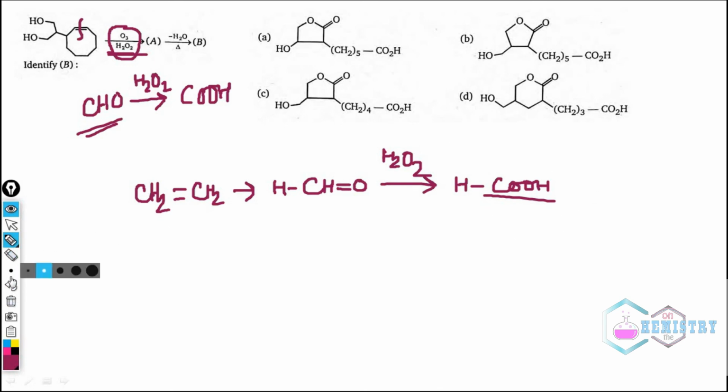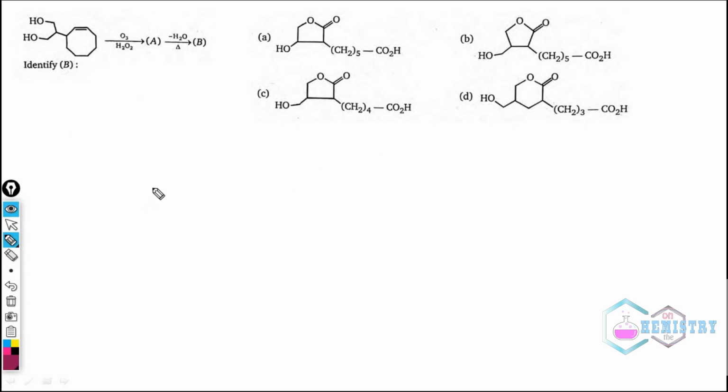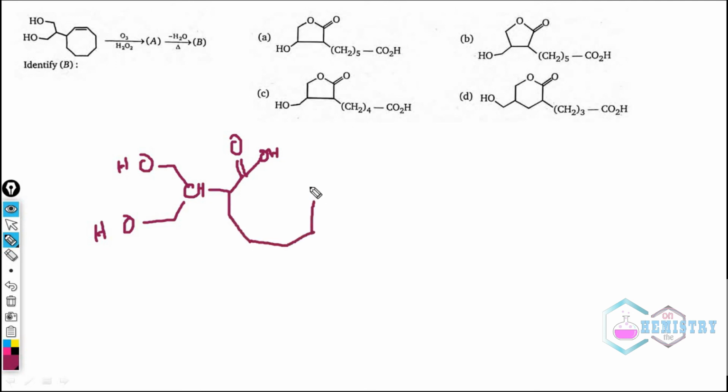So how will it look like? It will look somewhat like this. This OH, CH, OH, COOH, we have an 8 membered ring. So this is 1, 2, 3, 4, 5, 6, 7, 8. So this is the 8 member ring.